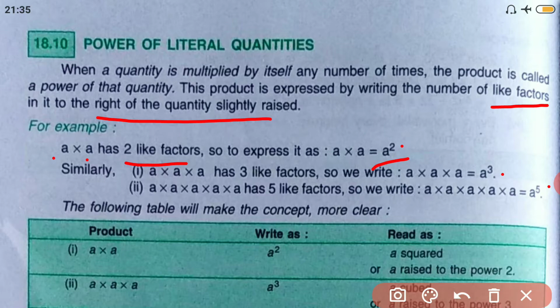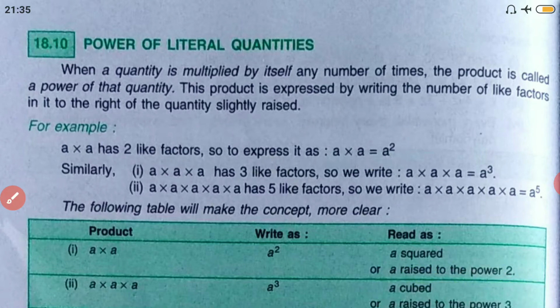We pronounce it as a raised to the power 2, like it is written here. Going to the next example, similarly a into a into a, there are three a's, so there are three like factors. So this can also be written as a raised to the power 3. Now a into a into a into a into a, there are total 5 a's, they are all like factors, so we can write it as a raised to the power 5.